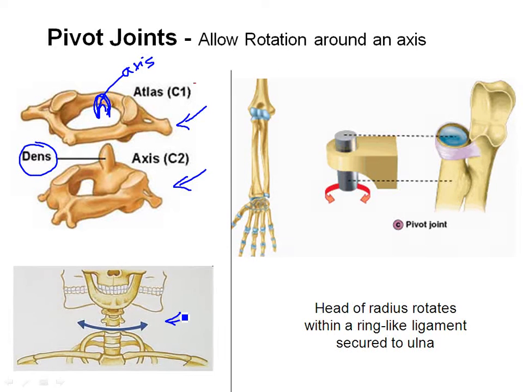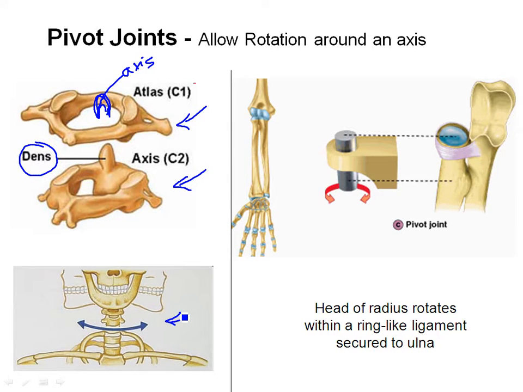And of course, if you've already been studying about these, you know that the atlas is going to articulate with the skull, the occipital condyles, and it's going to allow you to say yes. That would be a different joint. Okay? And again, when I say bones articulate, I mean that they meet each other and they move together.